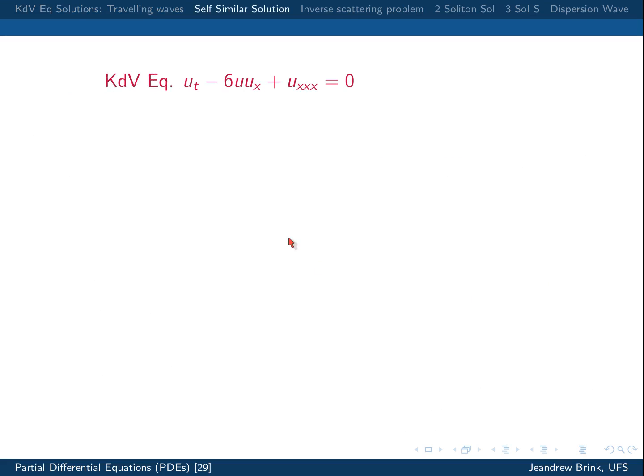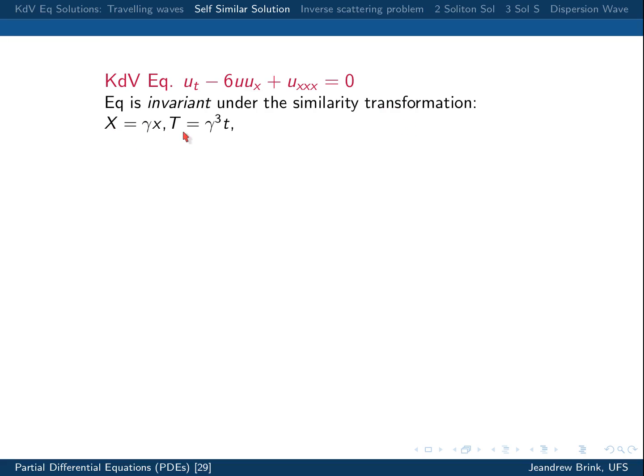The next special case of solution, using very similar techniques, is going to arise from something I mentioned at the end of lecture 28. Namely, I showed that the KdV equation here is invariant under a similarity transformation. What that means, I must just remind you again, is that if you rescale x with a linear parameter gamma, you rescale time with the cube of the same parameter, then the solution is rescaled by u over gamma squared. Okay, and we're going to use this similarity transformation to look for solutions.